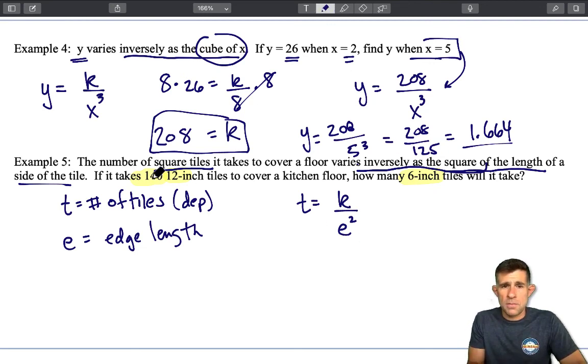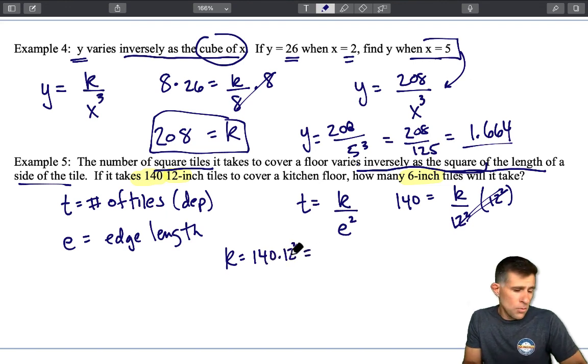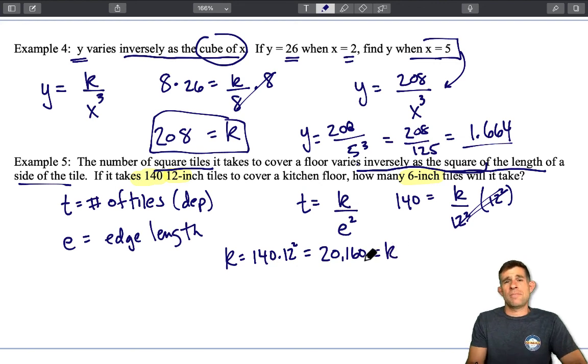So step one, let's substitute in our known values. We know 140 is going to be k divided by 12 squared. Well, we need to multiply 12 squared out of the denominator in order to get it over to the other side. So k is going to equal 140 times 12 squared. And that's going to give me a large number, 20,160. All right, that is my constant of variation.